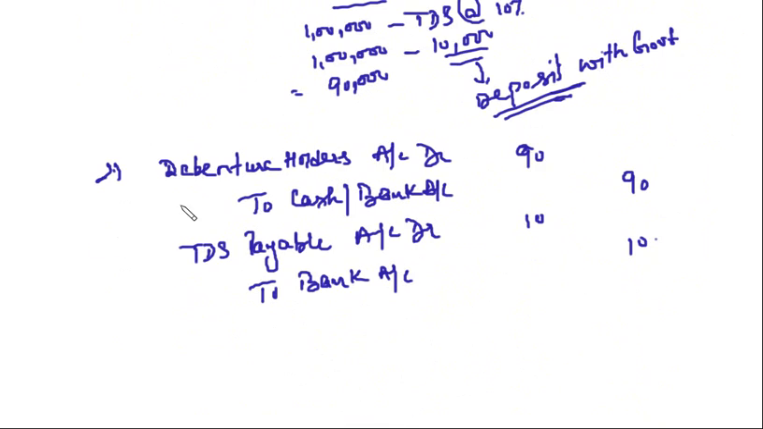So when the interest is paid, debenture holders to cash or bank, and then TDS payable to bank. This will go to debenture holders, and 10 rupees will go to the Government of India as tax on behalf of debenture holders, and the Government of India will pay this amount of 10 rupees to debenture holders. How they pay is not important for you at this level. It is all about income tax, so it is not relevant at your level. Clear?